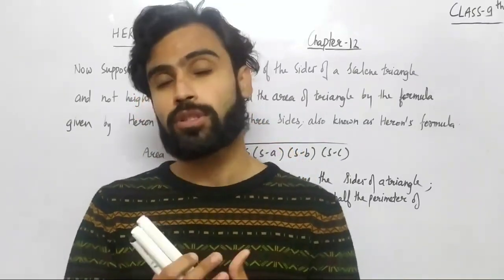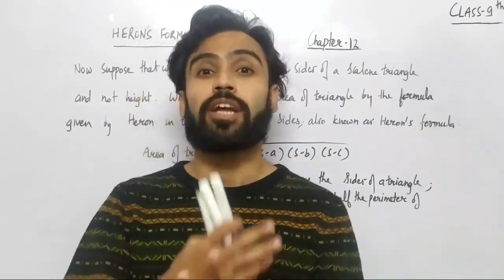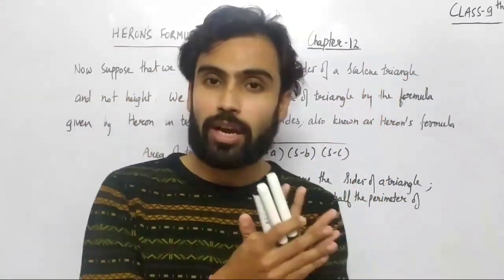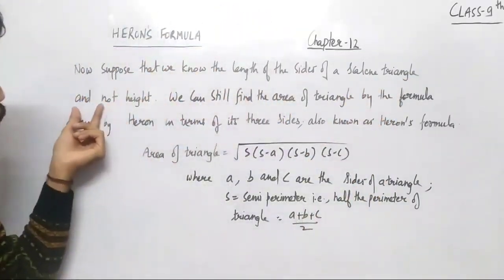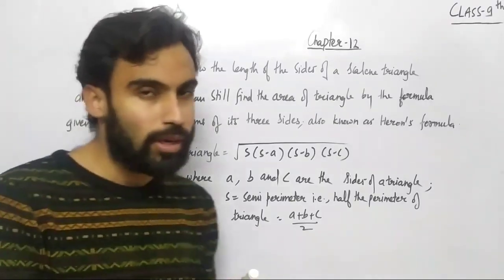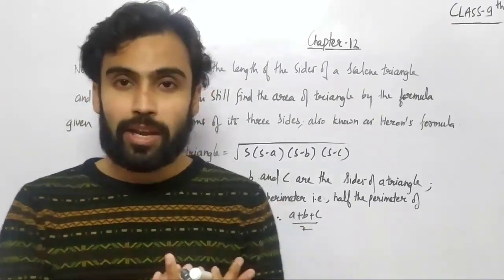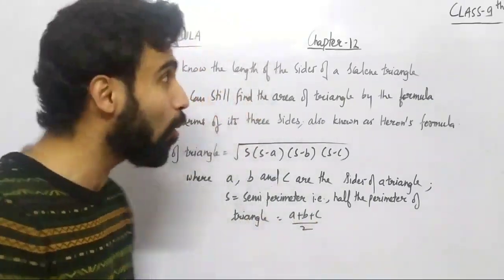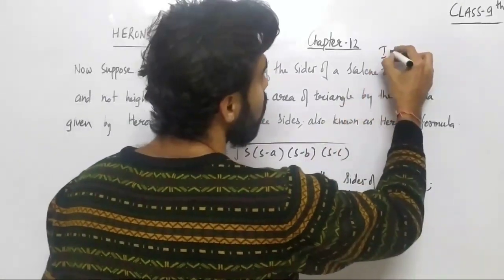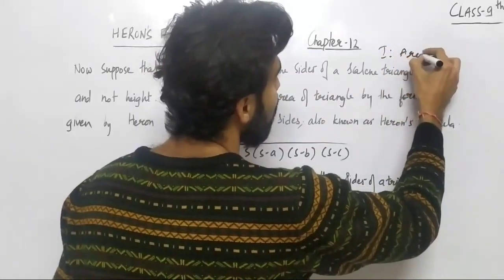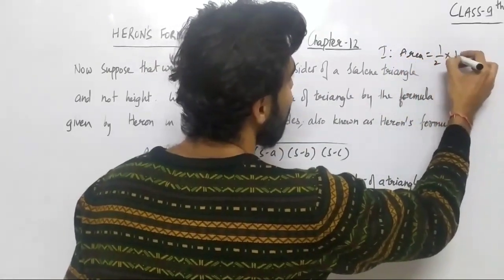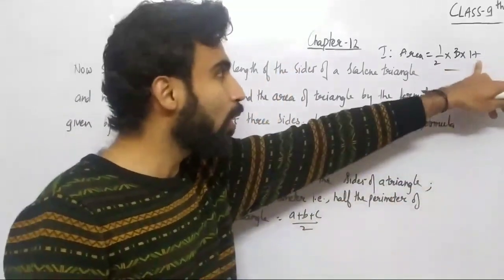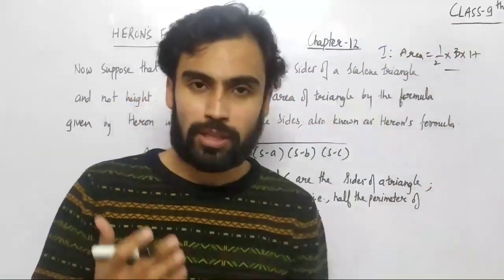So suppose we don't know the height of a triangle. Now we are going to take a scalene triangle, whose three sides are of unequal length, and we don't know the height, right? So how will we find the area? Because if we don't know the height, then we cannot apply the first formula that I have told you, that the area of a triangle can be calculated by half into base into height. So now if we don't know the height, we cannot apply this formula to calculate the area, right?